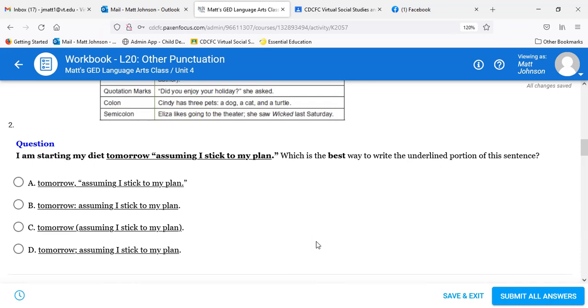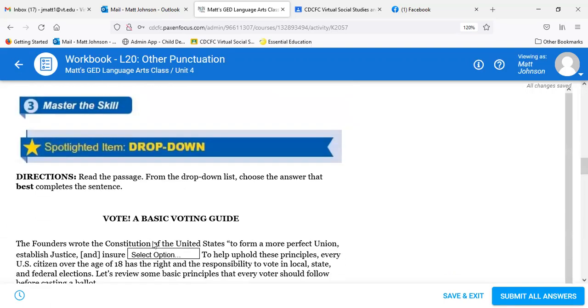C, yeah, we're going to set that off in parentheses, right? We have a complete idea: I am starting my diet tomorrow. Adding to it something that doesn't quite fit well with the rest of the idea: assuming I stick to my plan. The author is telling us, assuming I stick to my plan, I'll start my diet tomorrow. All right, so C for 2.